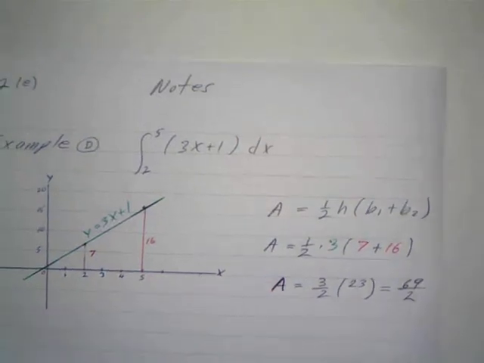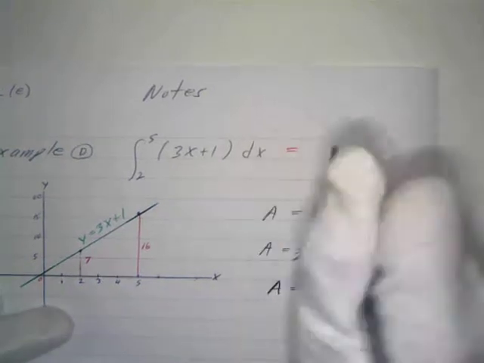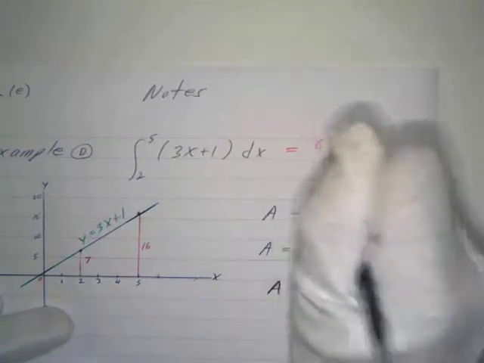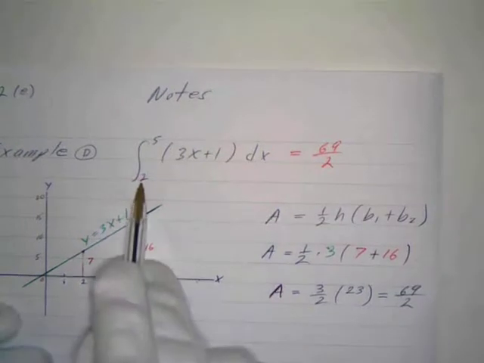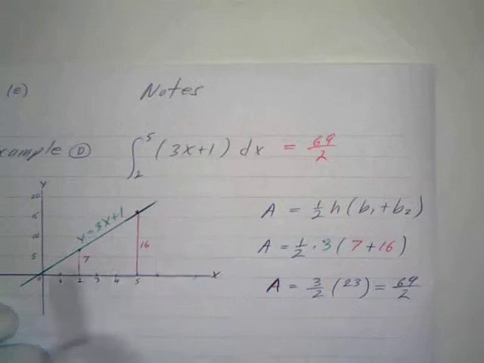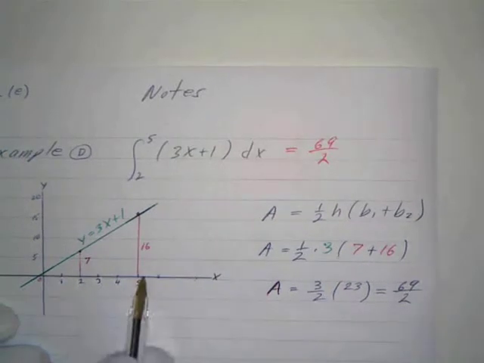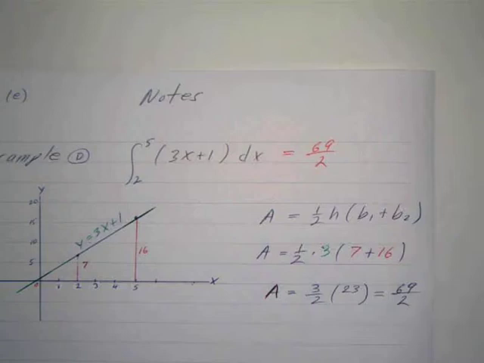So we could say that this integral is equal to 69 over 2. That's a definite integral because we do have lower and upper limits. And since it's always positive on this interval from 2 to 5, it's just going to be equal to the area under the curve. Okay? I hope that helps.